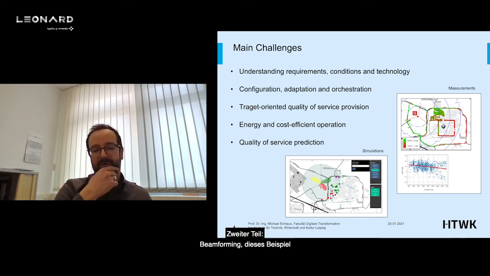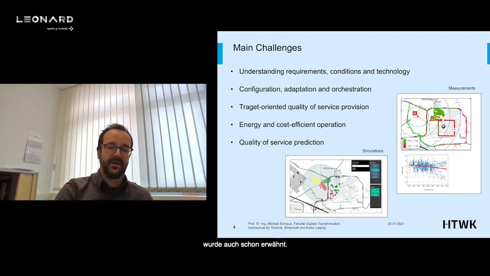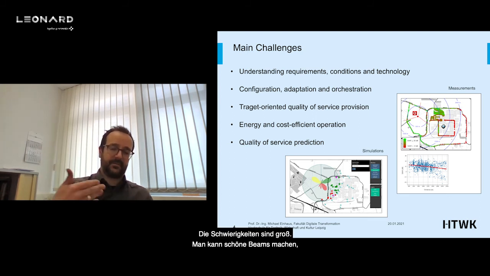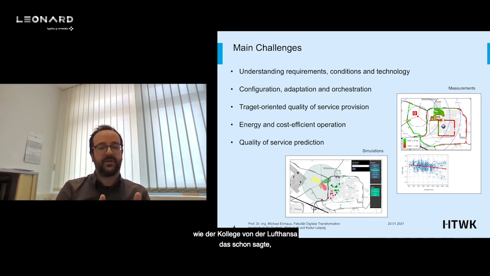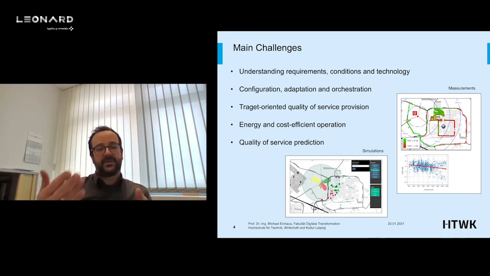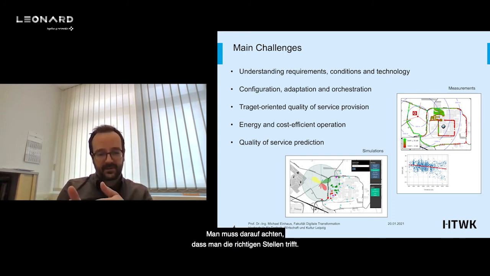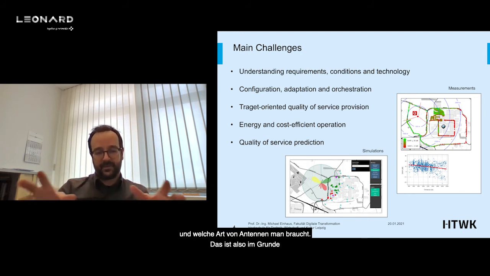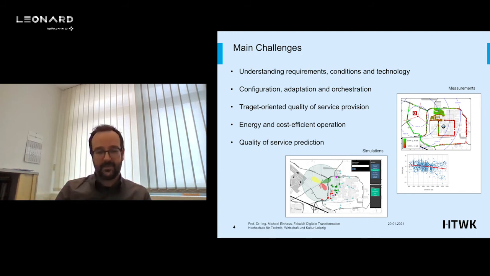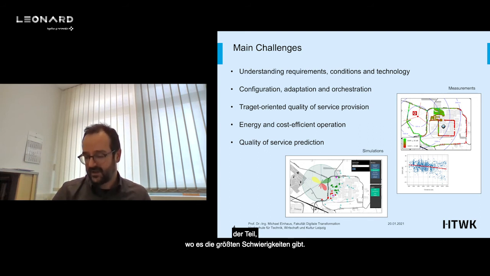Second part, beamforming. An example was also mentioned before. This makes it very challenging. I mean, you can do these nice beams, as mentioned by the colleague from Lufthansa before, they can be very narrow, but you have to make sure that you hit the right spots. So there, for example, we also do a lot of simulations in order to predict how many beams you need, what kind of antennas you need. This is basically the part where you have the biggest challenges currently.